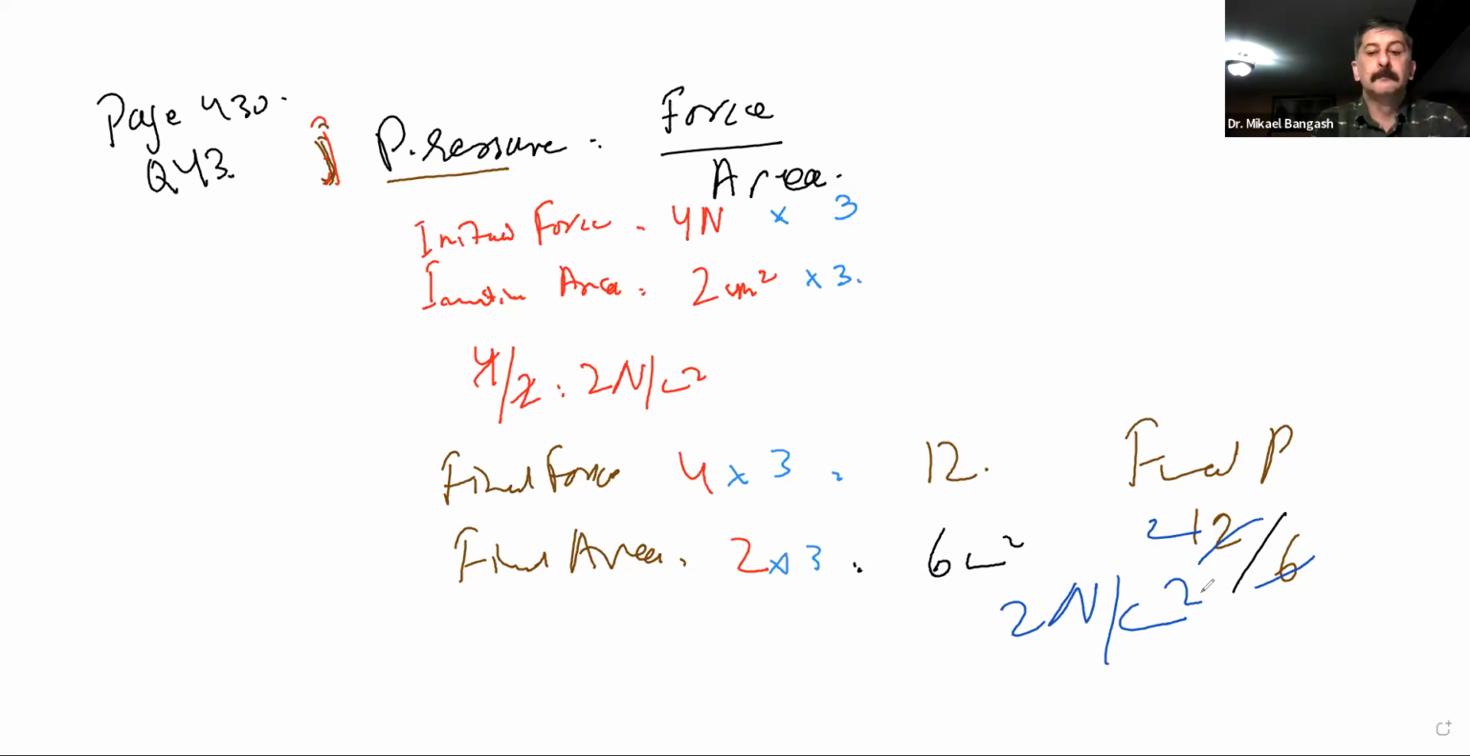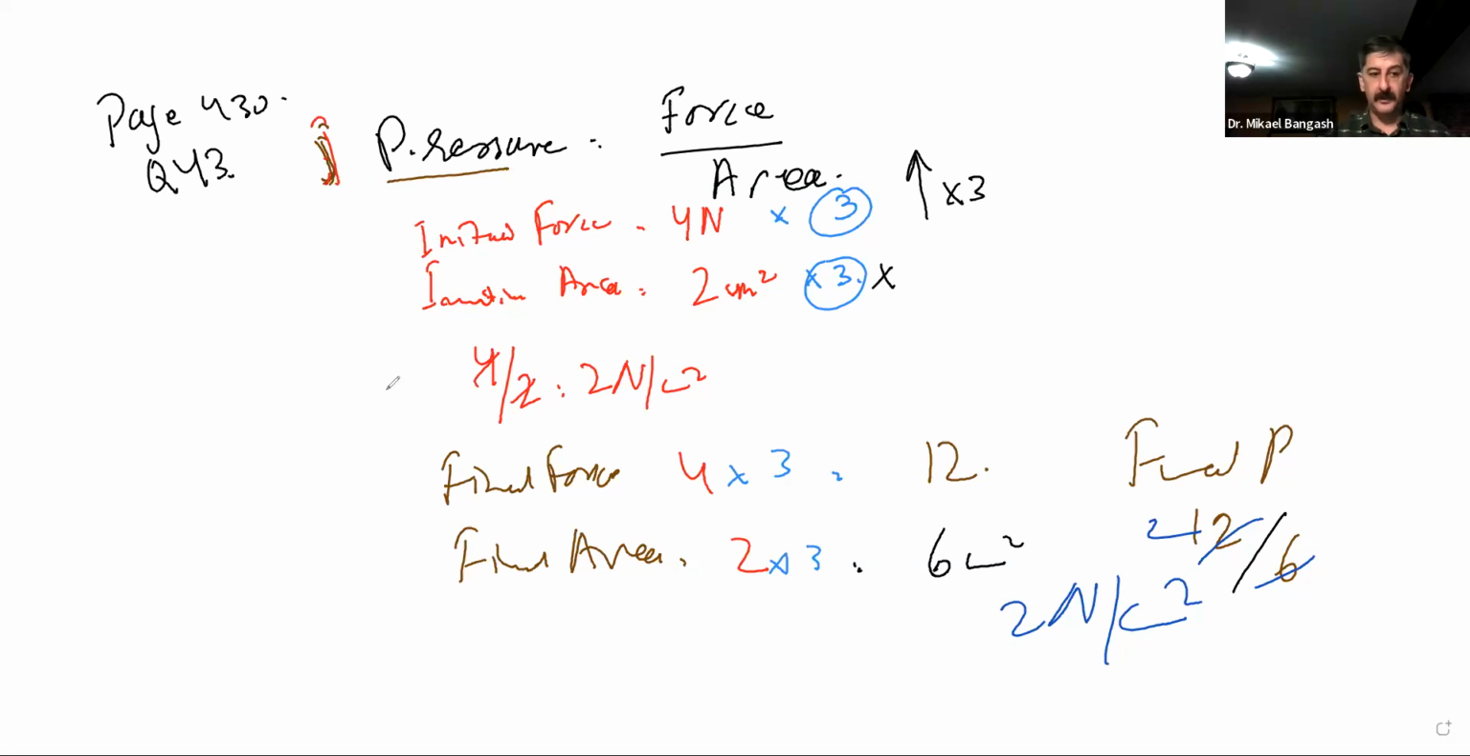Did that make sense? Right, okay. So what they did here was keep the pressure unchanged. That's why they changed both the force and area equally. Had it just been the force that was changed, then your pressure would have increased 3 times. Clear?